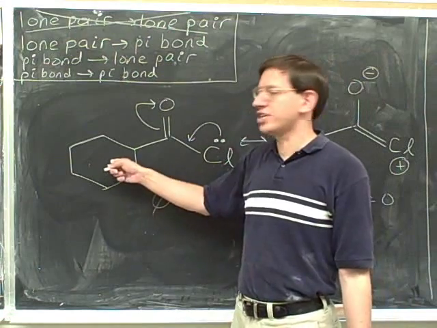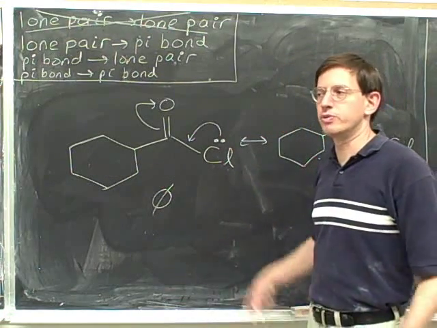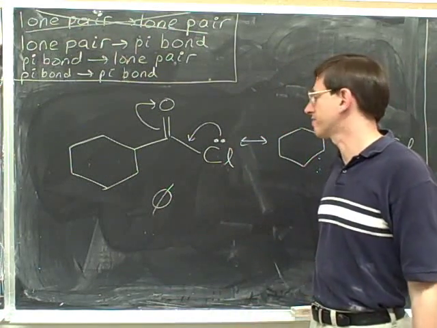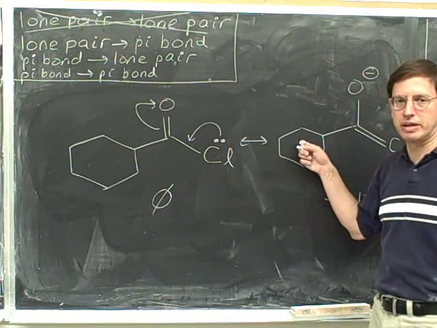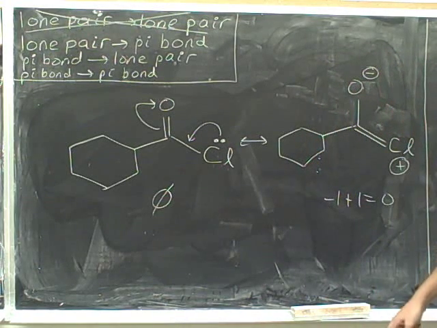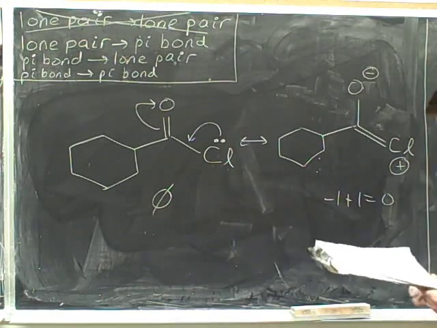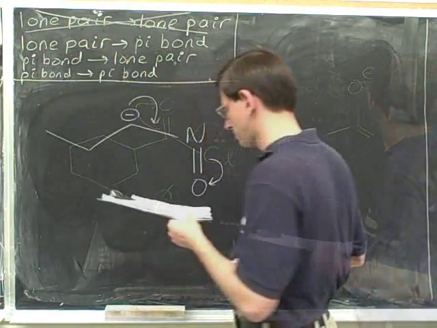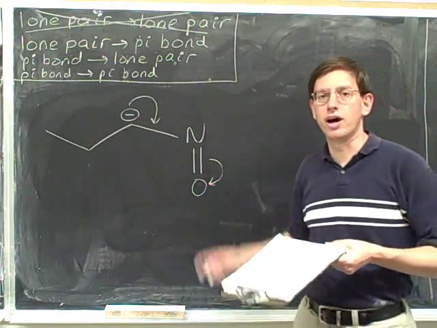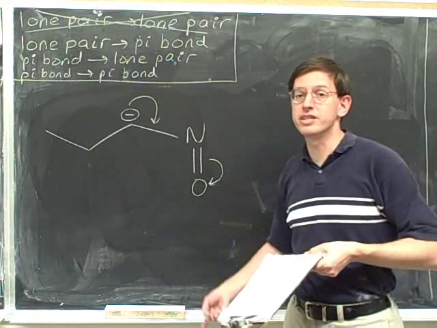And of course, we don't make any changes to the ring. We just make sure that we redraw it and then don't make any modifications, because there's no arrows coming to or from it. Try to draw the resonance structure suggested by these arrows.